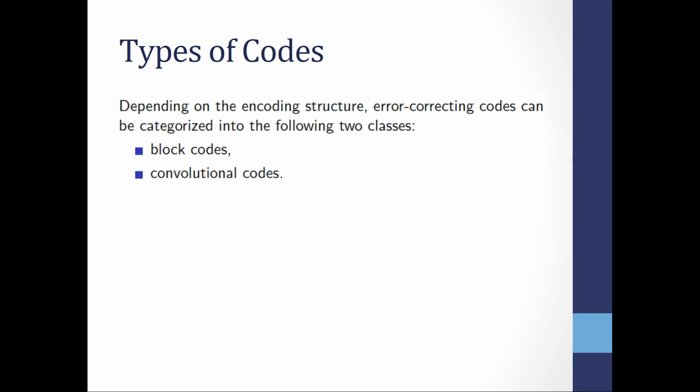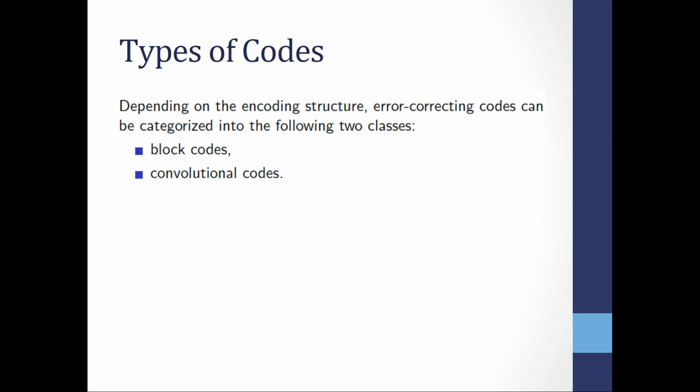What are the types of codes? Depending on the encoding structure, error correcting codes can be categorized into the following two classes: block codes or convolutional codes. Block codes operate block by block, while convolutional codes operate bit by bit. It's a sequential operation on bit by bit. You take the first bit, operate on it, get the output, then the next bit, next bit, and so on.